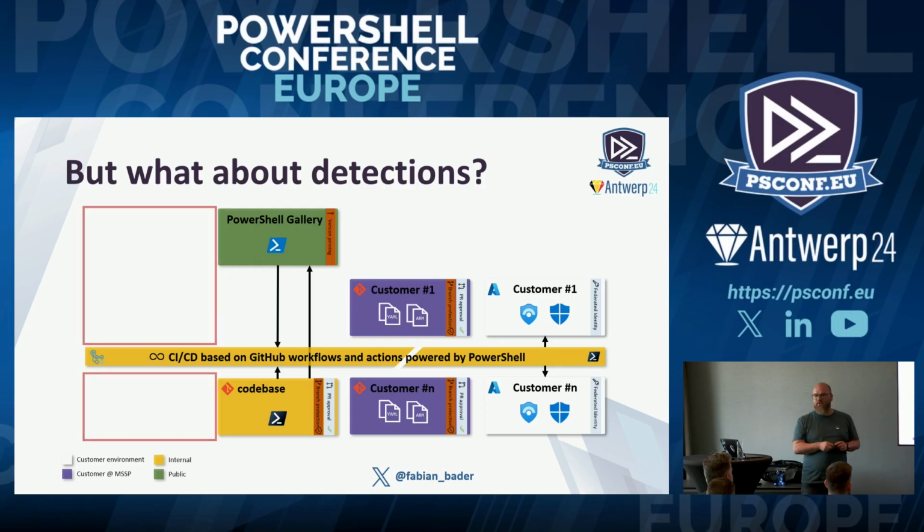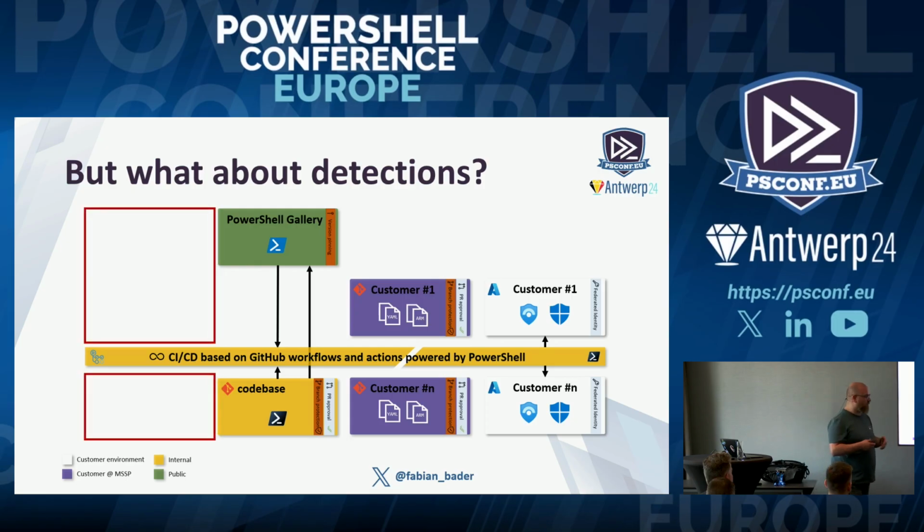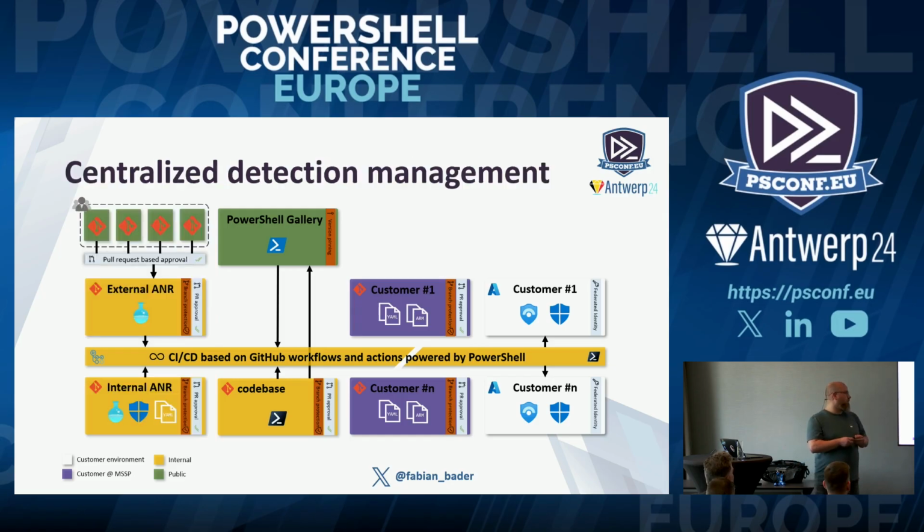But there's one part missing on the left, and that is the actual detections. So we now have the ability to put all this to the customer, but there is nothing in there yet. And how we do this is that we have two sources. The one is a completely internal analytic rule code base, where we have self-written analytic rules, all that stuff, and also something called a metadata store. And then we have the external analytic rules, where we get analytic rules from public repositories, like the Azure Sentinel one, or my repo is in there, and other people that are sharing with us their analytic rules.